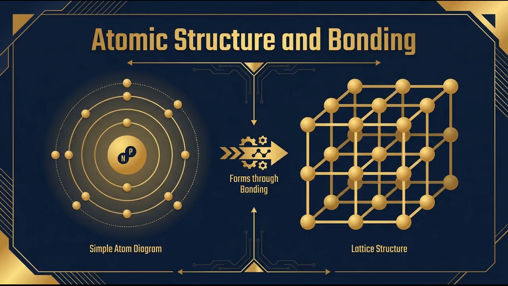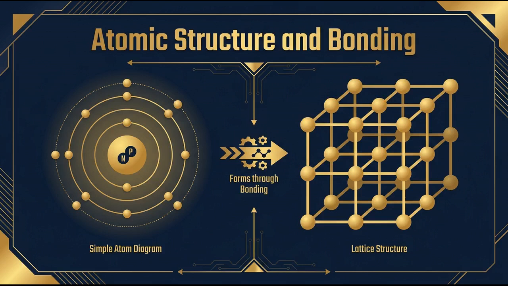Lesson 1. Atomic Structure and Bonding. Neutral atoms have equal numbers of protons and electrons, and the atomic number simply equals the number of protons. If you need to find the number of neutrons, just subtract the atomic number from the mass number.